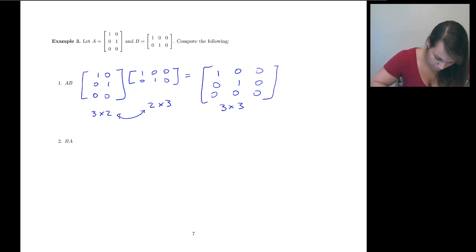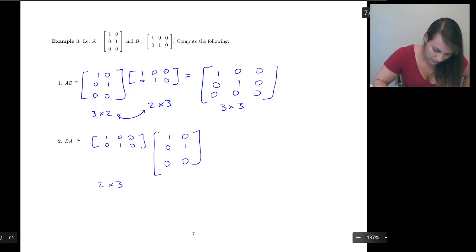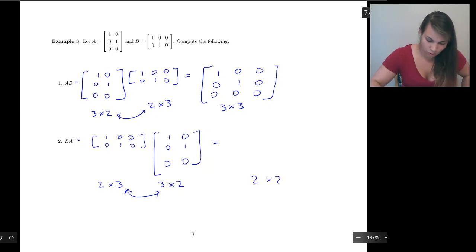What if we do B times A? So let's write this out. So B is 1, 0, 0, 1, 0, 0. 1, 0, 0, 0, 1, 0. This guy is a 2 by 3. This one is a 3 by 2. The insides match. Good, good. And that is going to end up being a 2 by 2 then.